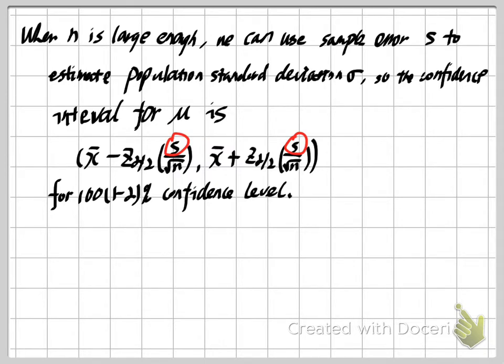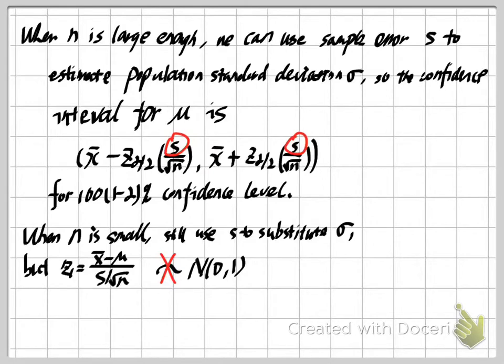However, if this n is small, what should we do? If our sample size is really small, we can still use the standard normal random variable normalization and also use this s to substitute our sigma. Unfortunately, our standardized variable is no longer a standard normal random variable. So when this one is not a standard normal random variable, what is this?